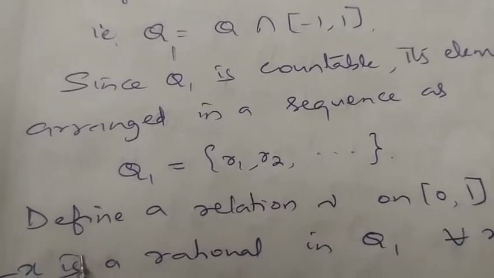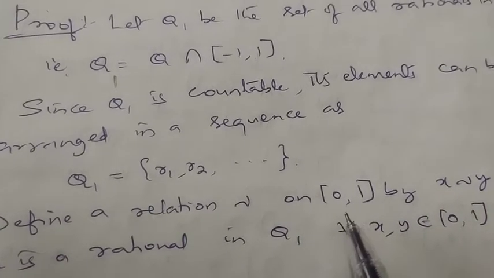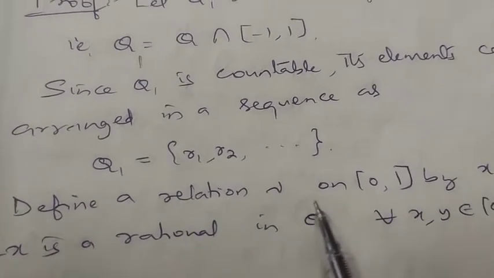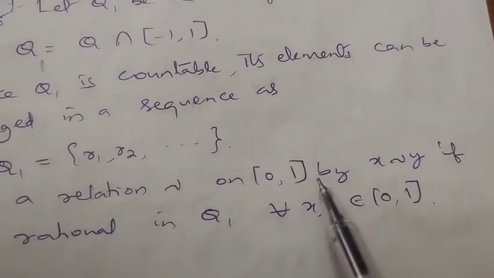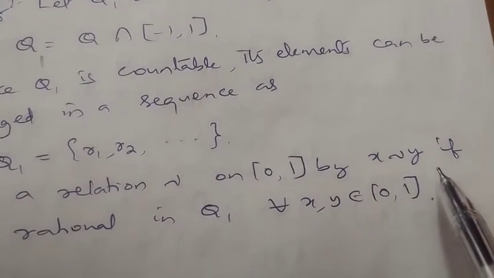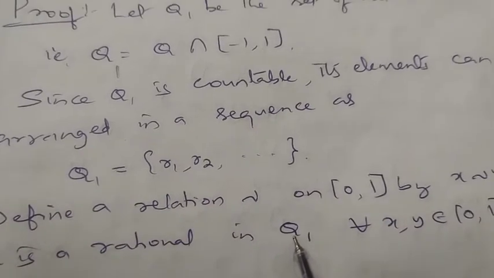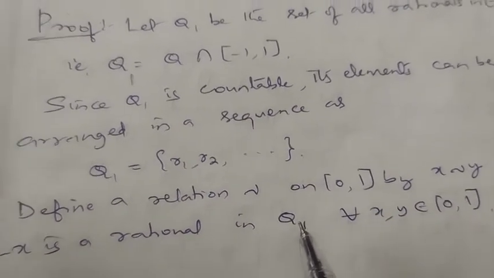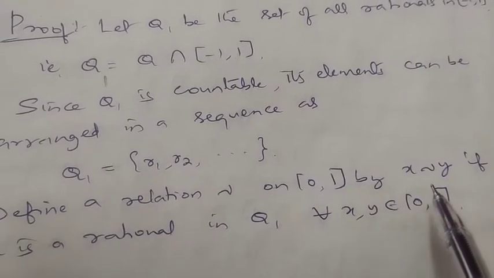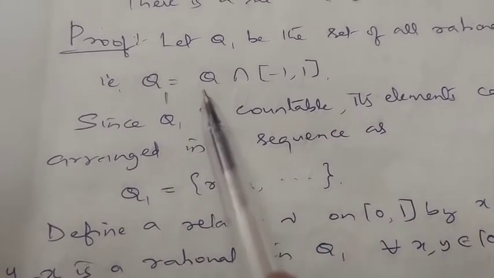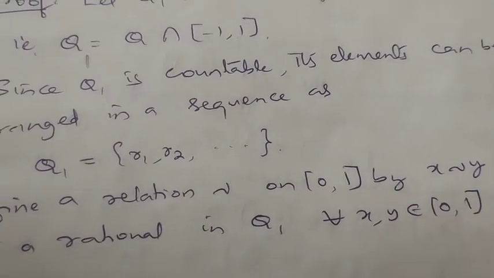Now define a relation tilde on the interval [0, 1]. This is very important. Define a relation tilde on [0, 1] by setting x related to y, for any two elements x, y in [0, 1], if y minus x is a rational in Q1.